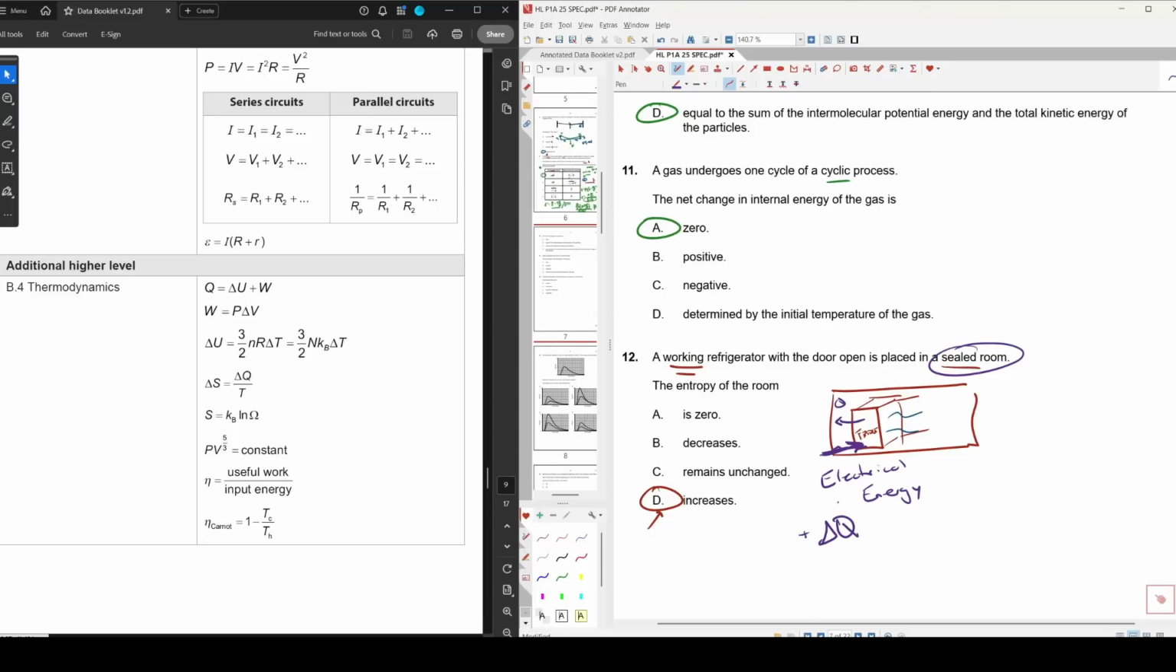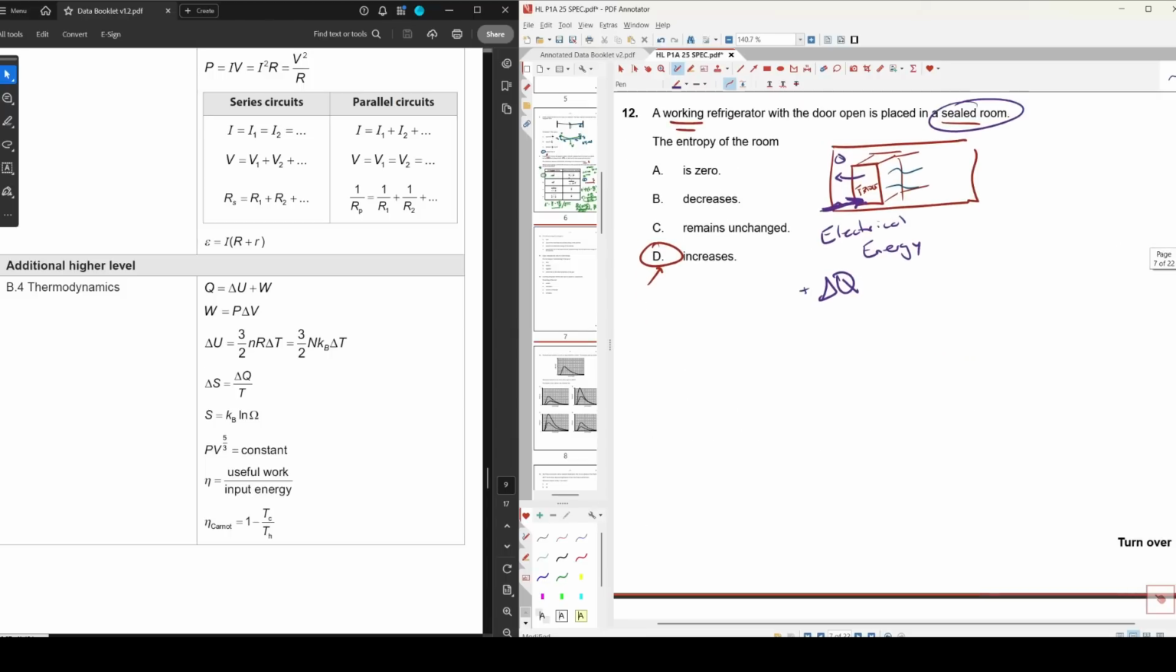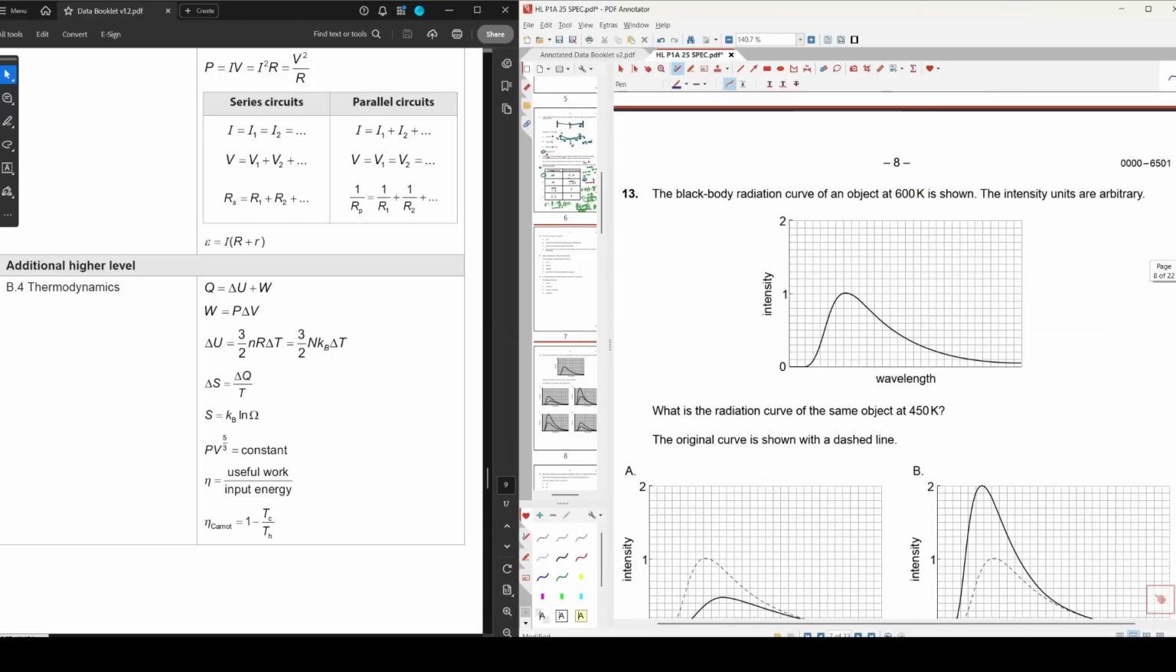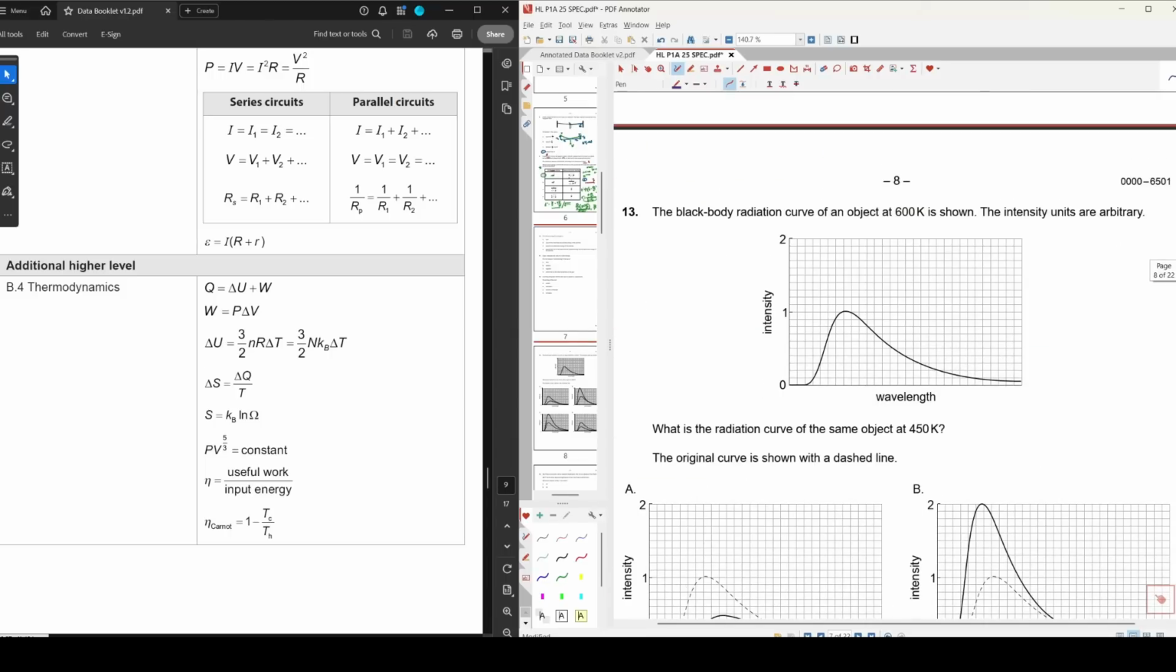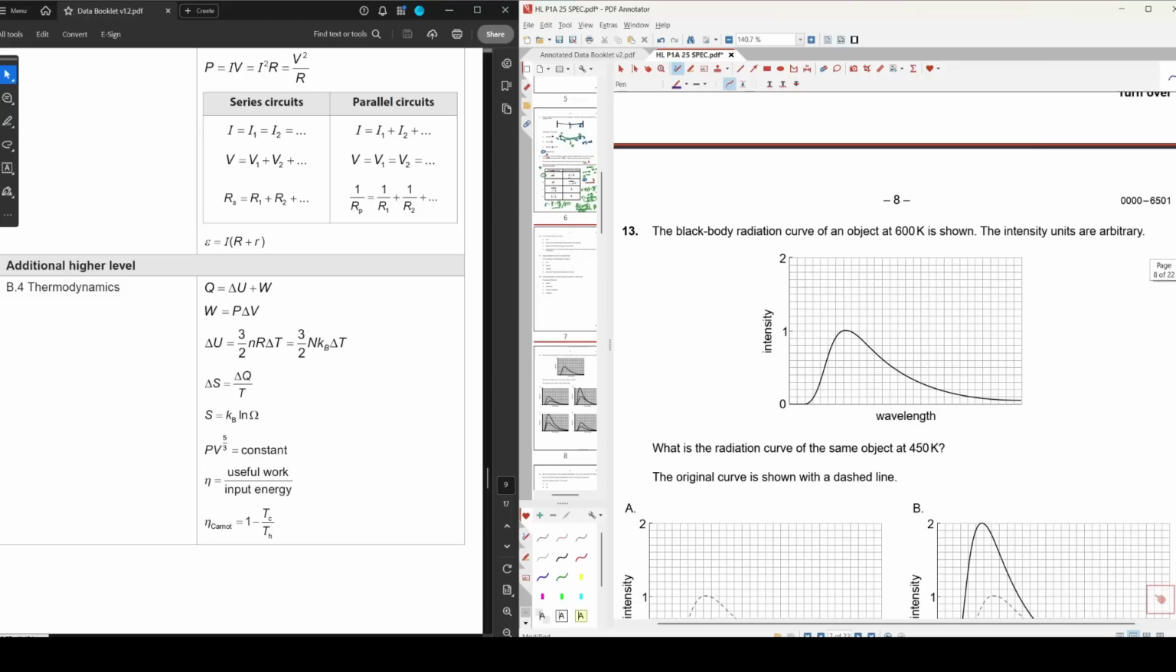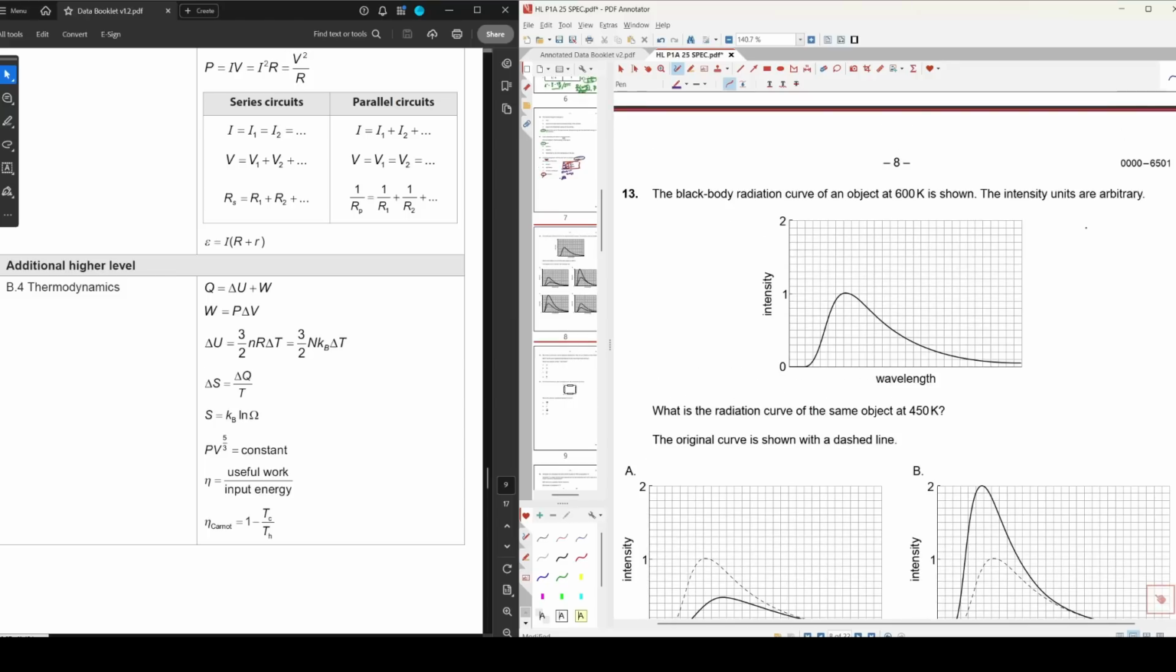Delta Q is some positive amount. So delta S, the entropy of the room, increases because energy's coming in. You put heat into the room, the entropy will increase. Okay. Again, if it just says entropy, probably the entropy increases. That's the second law of thermodynamics.